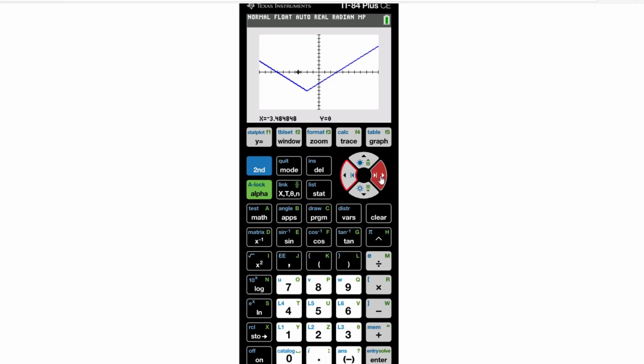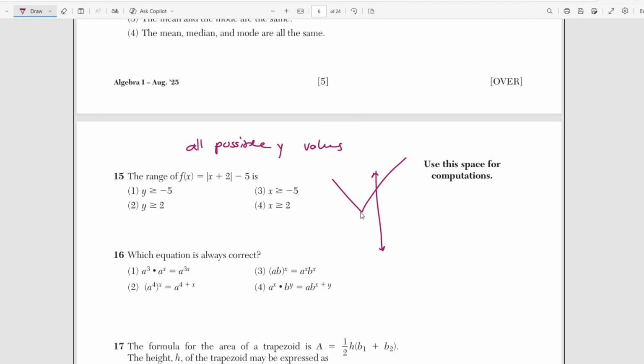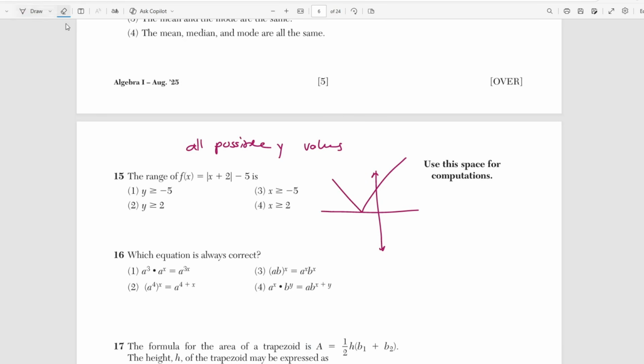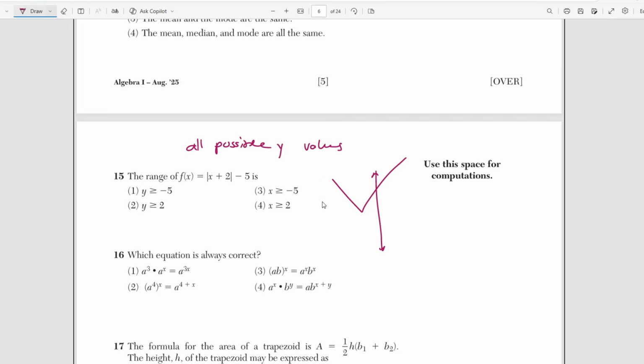Well, we can hit trace, and we can trace this point all the way down, and that point is pretty much negative 5, okay? So the lowest that this graph ever goes is negative 5, which means that the range, which is talking about the y, not the x, so 3 and 4 should be taken out because they're talking about the x. The y, the lowest it can go is negative 5, and then it can go up forever. So the y just has to be greater than or equal to negative 5. That's going to be my range because that's the lowest that the graph goes.